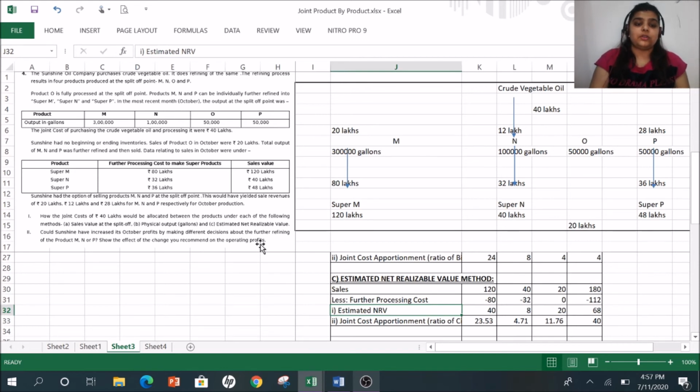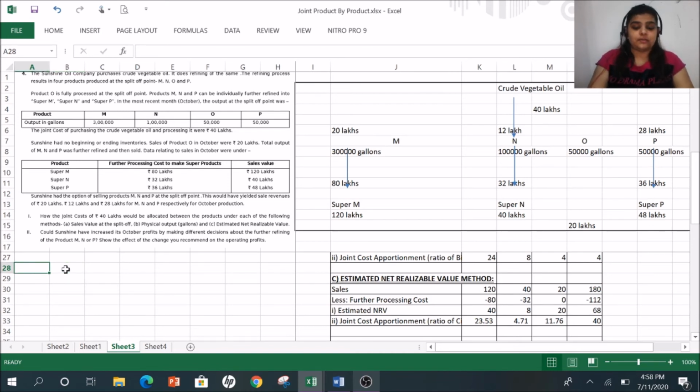Now, the decision they are asking us to take is, if you can see, M, N and P are getting further processed and they are getting sold at a higher value. They are asking whether the decision to continue the further processing is right or not. Let us see. For any kind of decision which involves further processing, we need to take the approach of incremental revenue or incremental profit or loss.